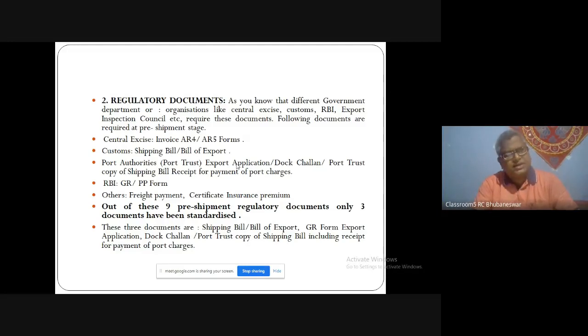My dear students, be careful. You see in my slides, I have divided it into two parts. One is the commercial point of view, what documents are required, and the regulatory point of view, what documents are required, and which organization requires what type of form. Central Excise, Customs, Port Authority, RBI require such types of documents.